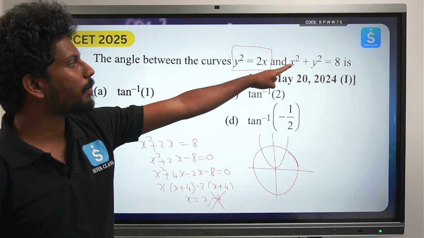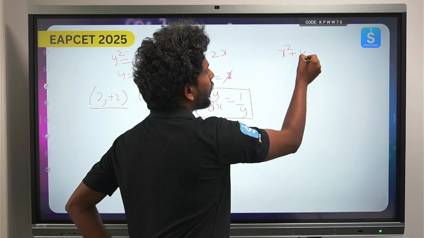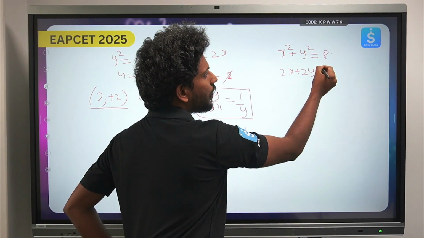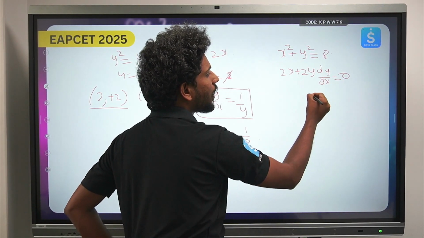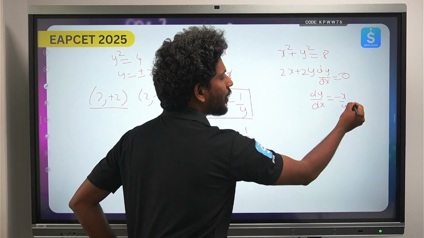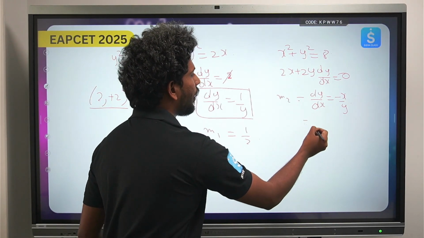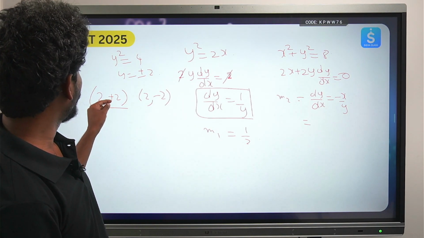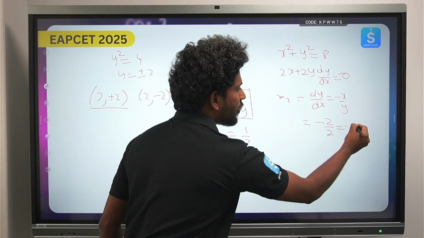Similarly, x square plus y square equals 8. So I have 2x plus 2y into dy by dx equals 0. So from here I have dy by dx equals minus x by y. So here I have my m2. So m2 equals, x is 2, y is also 2. So this will be minus 2 by 2, which equals minus 1.